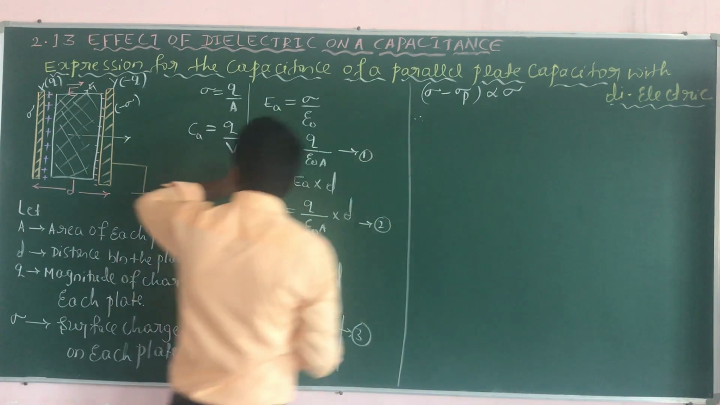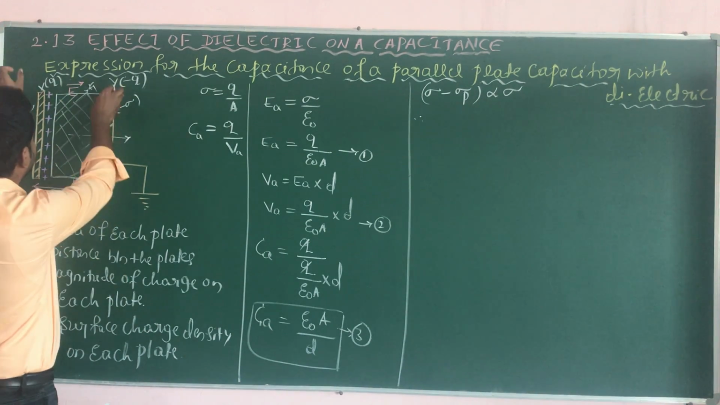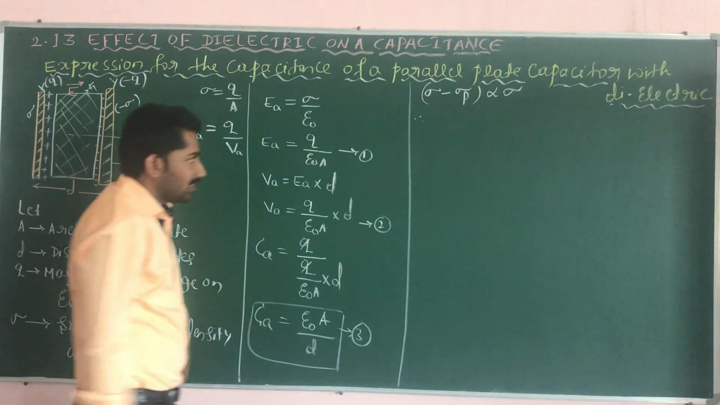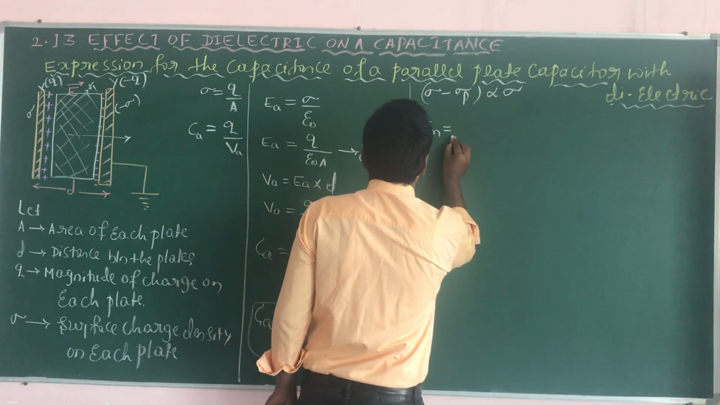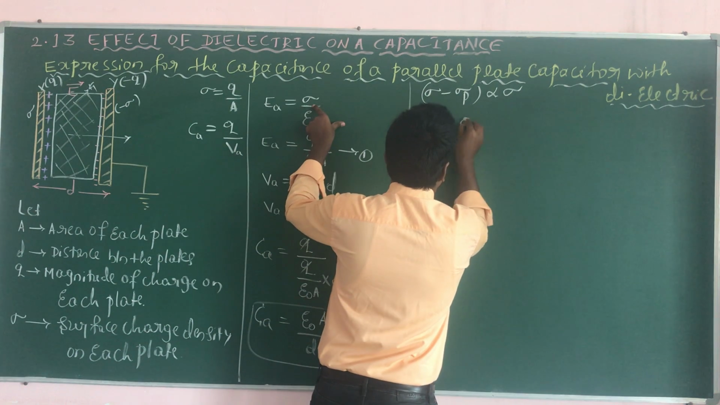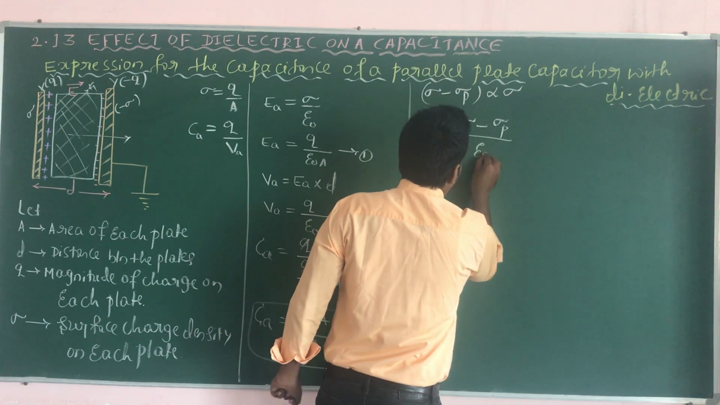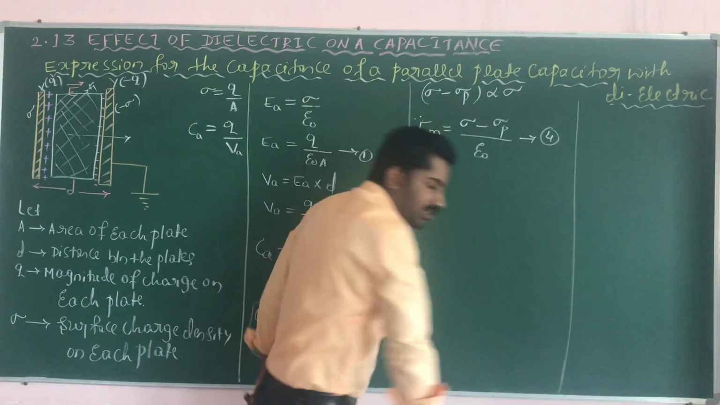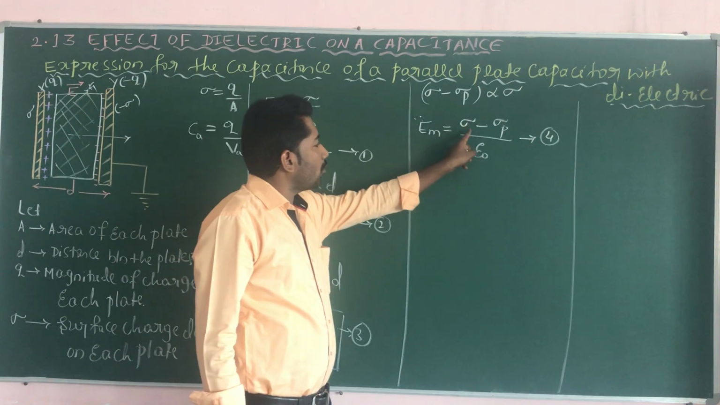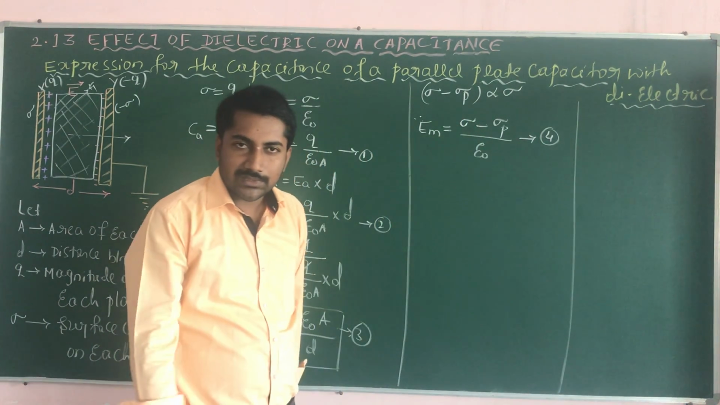But when a dielectric material is placed between the two parallel plates of the capacitor, the electric field in the medium, Em, instead of sigma, uses sigma minus sigma p divided by epsilon naught. This is equation number 4: Em is equal to sigma minus sigma p divided by epsilon naught.